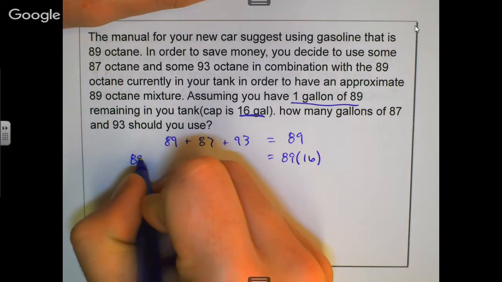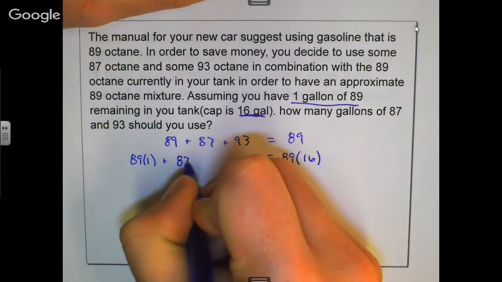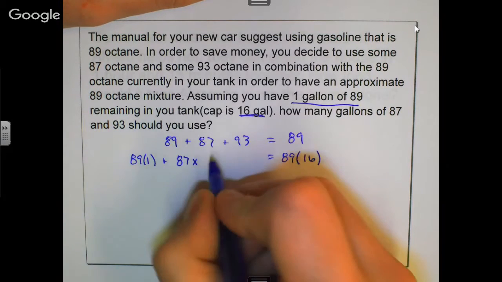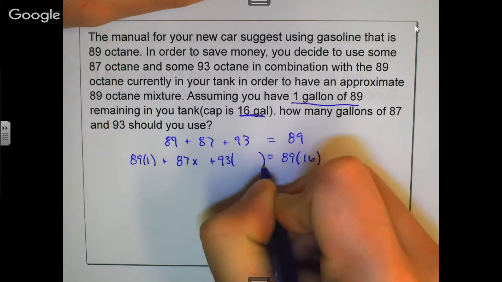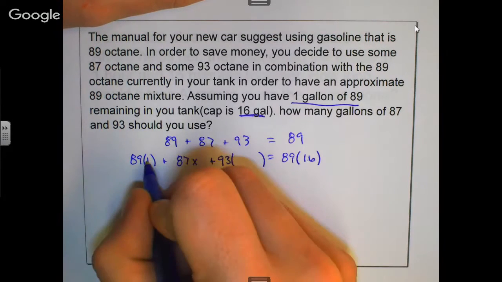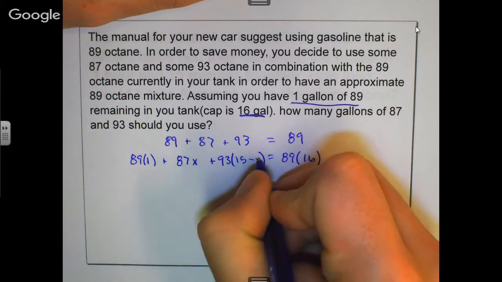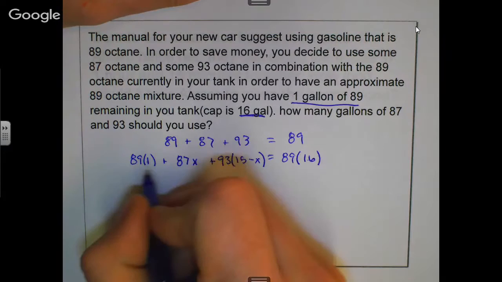So I already have 1 gallon of 89. Plus, I don't know how many gallons of 87 I have. So there's my variable. Plus 93. Well, that's what's left over. So I had 16. I used 1 gallon here. So that's 15 gallons left. And I used x gallons here. So I've got 15 minus x. And there's my equation. So we'll just multiply everything out.